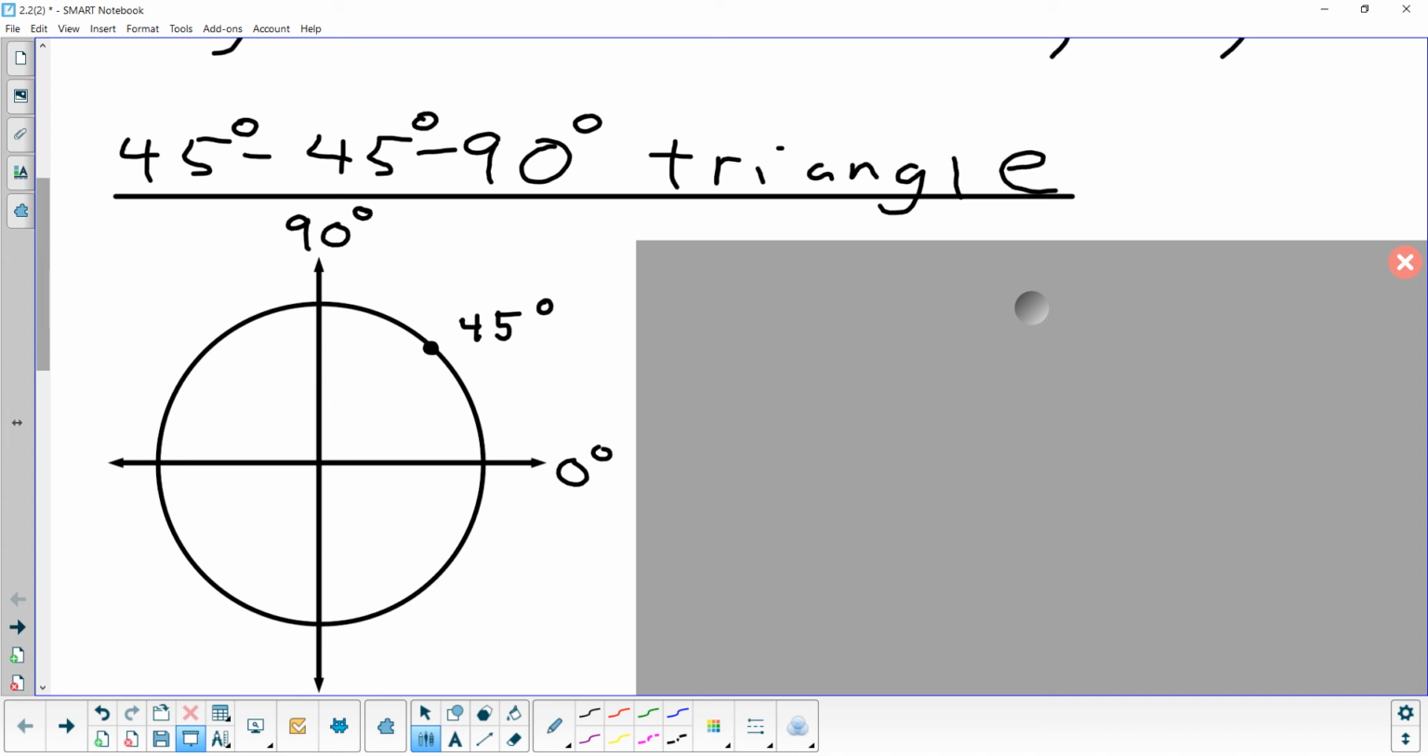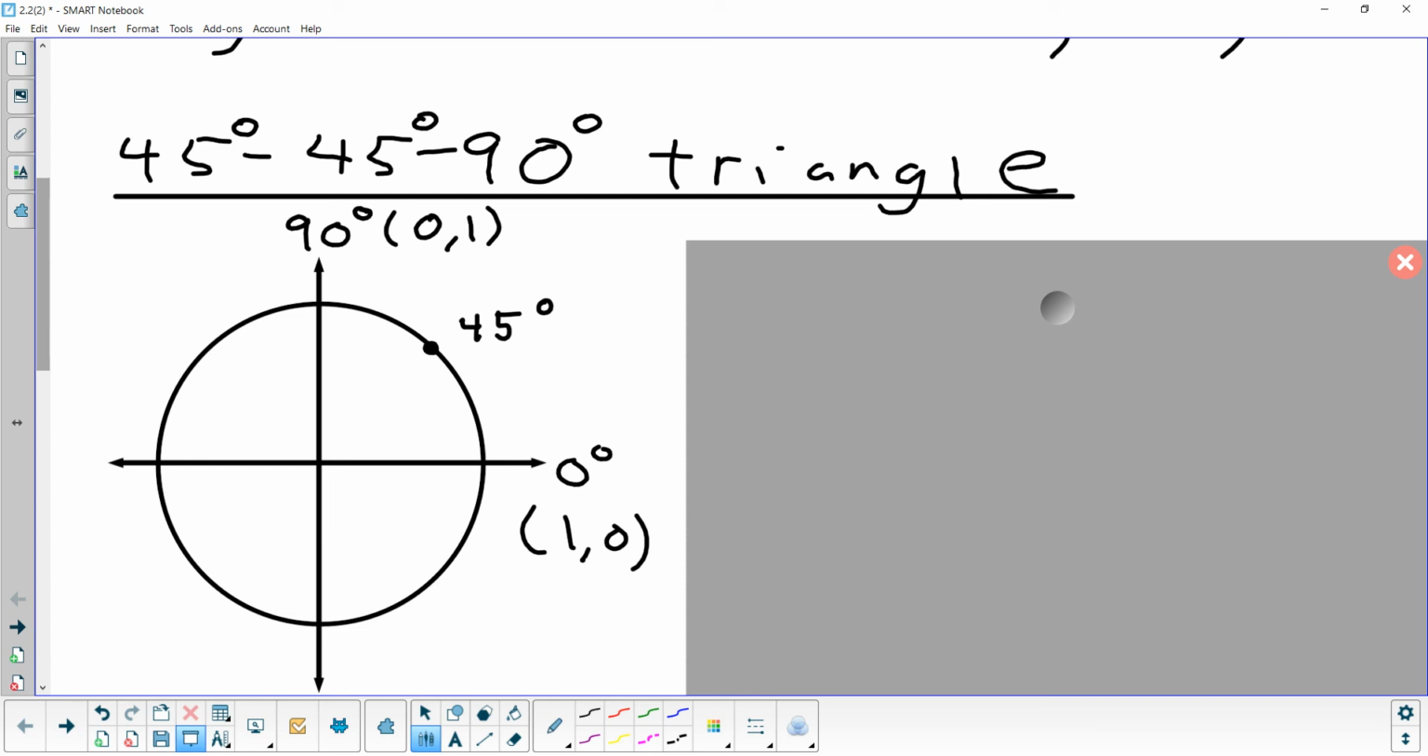Now, just as a reminder, Ben, what's the coordinate for 0 degrees? 0. Yep, 1, 0. And James, what's the coordinate for 90? 0, 1. Yes. Put that here, 0, 1.